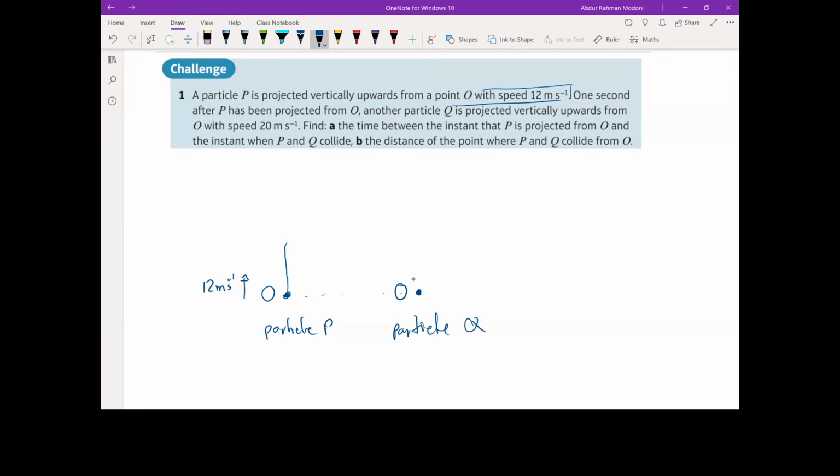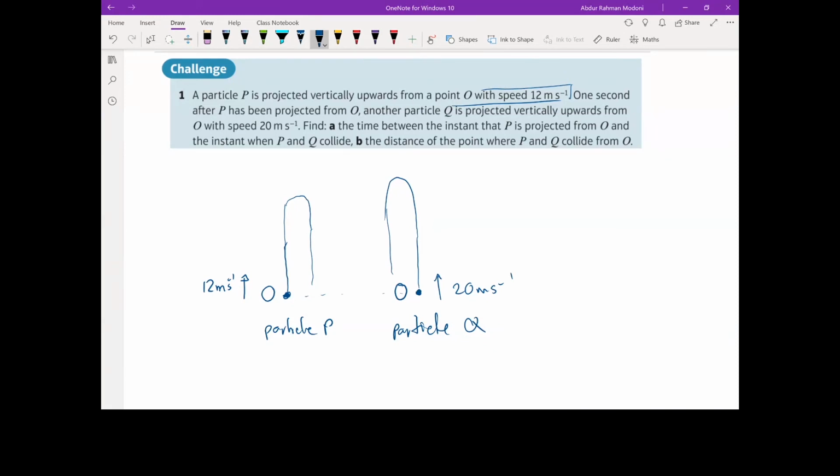And it's projected vertically upwards as well, and this one has an initial speed of 20 meters per second upwards. Likewise, this one's going to go up and it's probably going to come down at some point. It might not go to the same height, because this one has a smaller velocity, so it'll go up to a smaller height and do something like that. And they will both come and hit the ground if there is no collision between them.